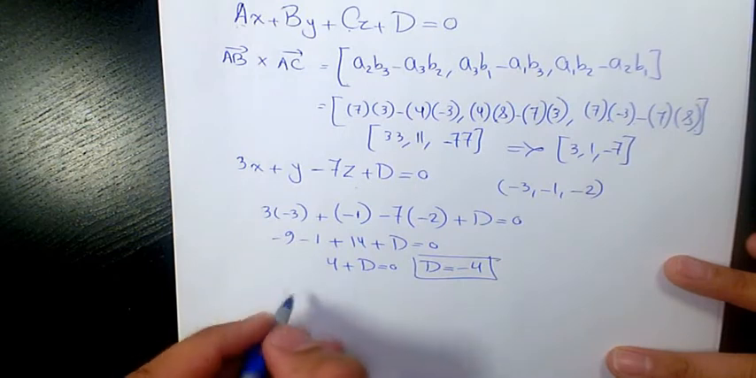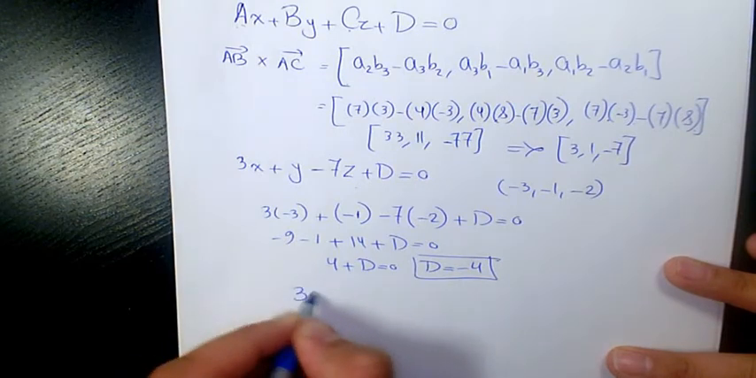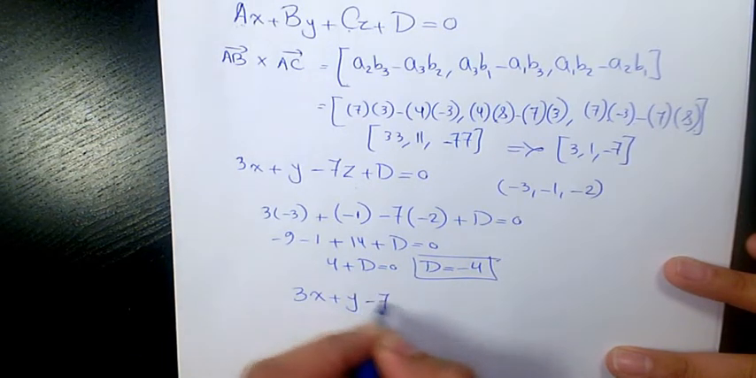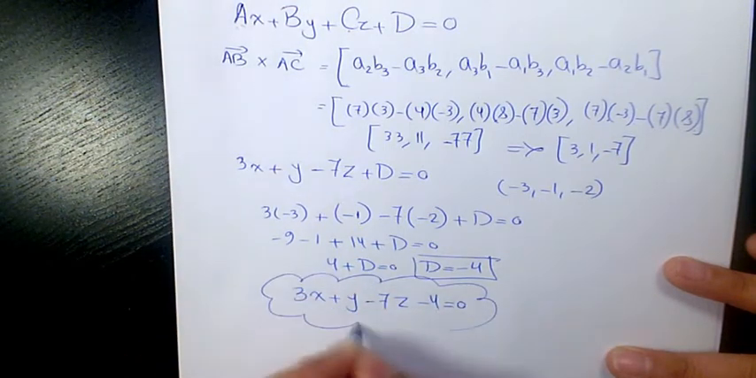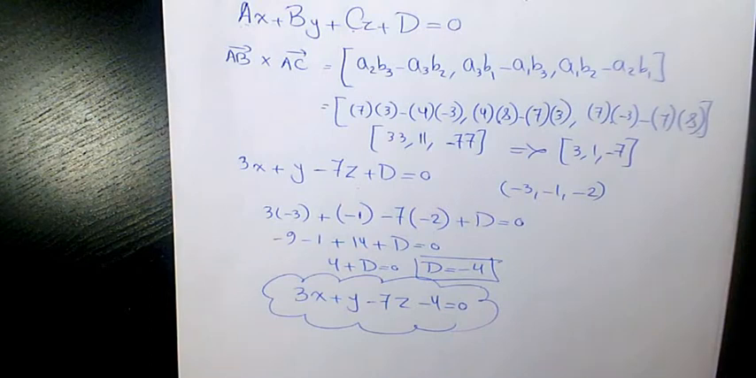So we have 3x plus y minus 7z minus 4 equals 0. That's going to be the scalar equation.